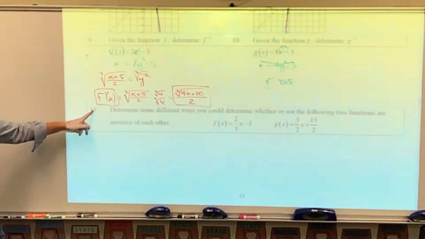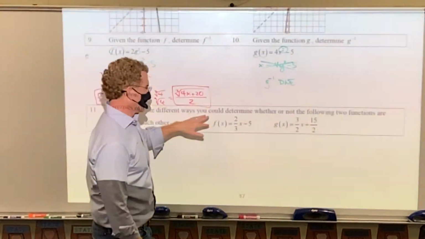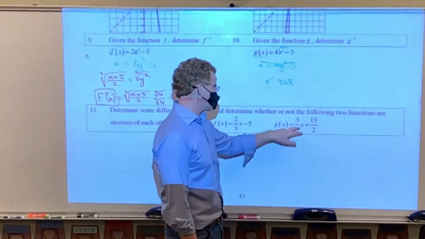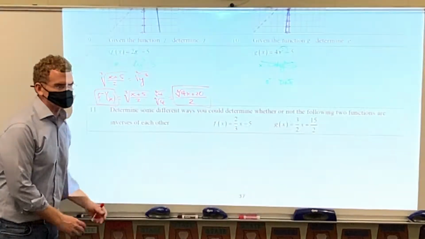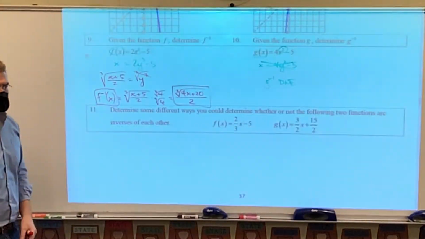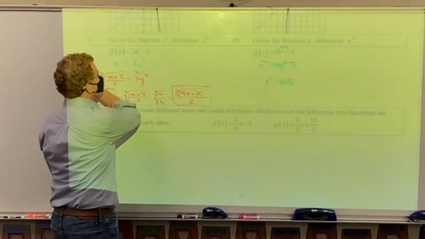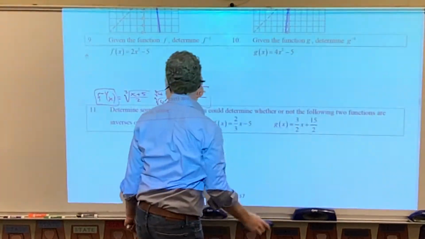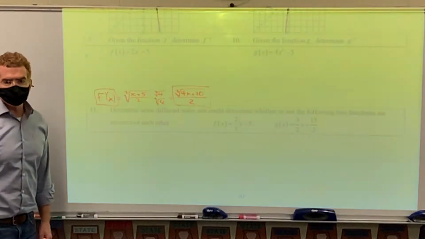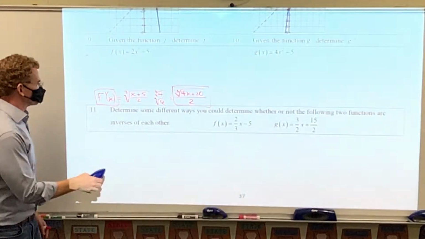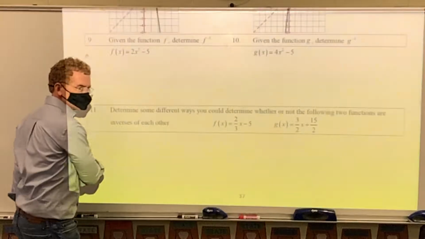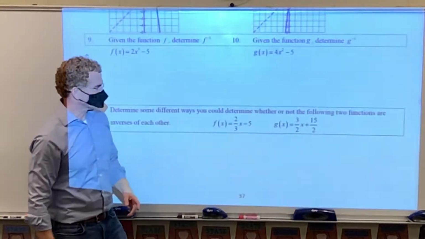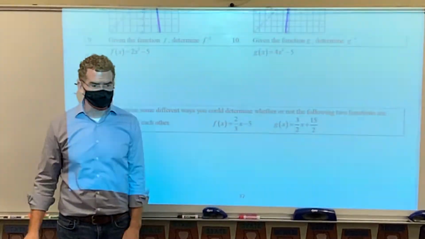All right, and then number 11 says, determine some different ways that you could check or determine whether or not these two functions happen to be inverses. We talked about this at the very end of the day, and do you remember them? What's one way I could determine if these were inverses of each other? Oh, set them equal to each other? No, but you could just find the inverse of one, right?